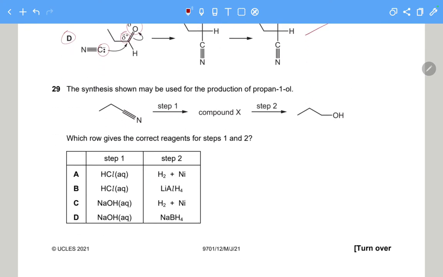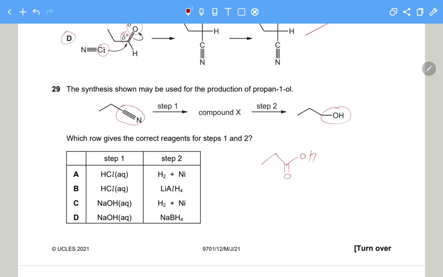Question 29. The synthesis shown may be used for the production of propan-1-ol. So they've given us this synthesis. Which row gives the correct reagents for steps 1 and 2? So before we go on to the reagents, let's see what is happening when compound X is formed. We have a nitrile group and we end with an alcohol group. The best thing that comes to your mind is that the nitrile hydrolyzes to form a carboxylic acid, which will be propanoic acid, and the propanoic acid will be reduced to form propanol.